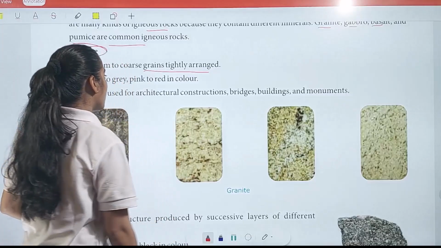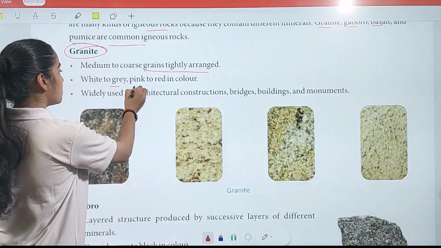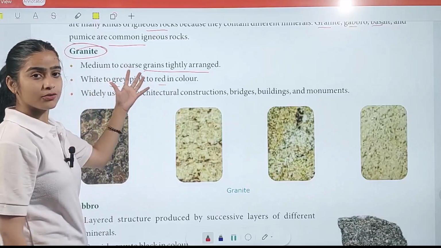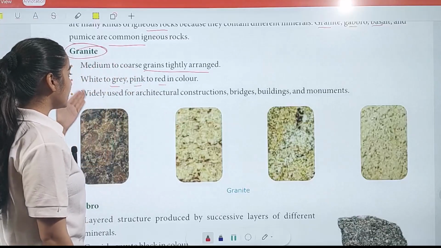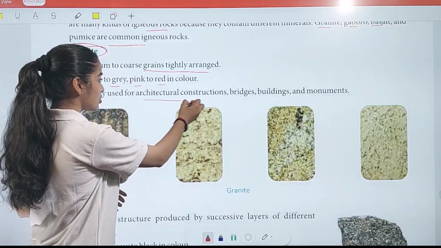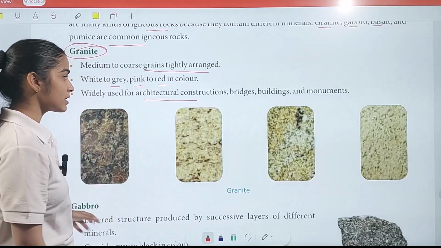And what kind of colors do we have? We have gray, pink, and red in color for this kind of igneous rock, granite, and it is mainly used for architectural constructions, bridges, buildings, and monuments.